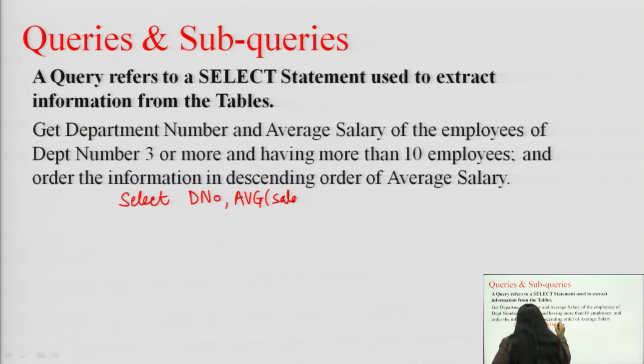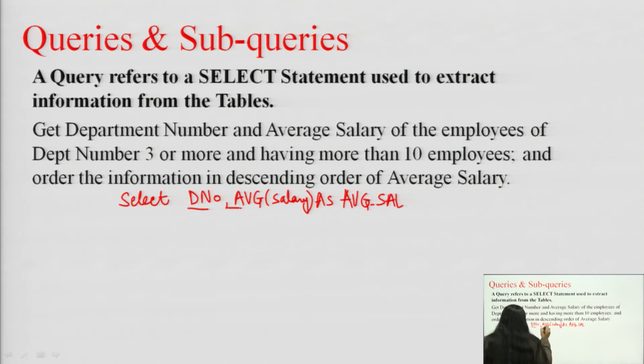Select the department number and the average salary, AS, so we are renaming it so that we can get the average salary in one variable. We have renamed this average salary as average_salary. FROM means we have to specify the table name, from the employee table.